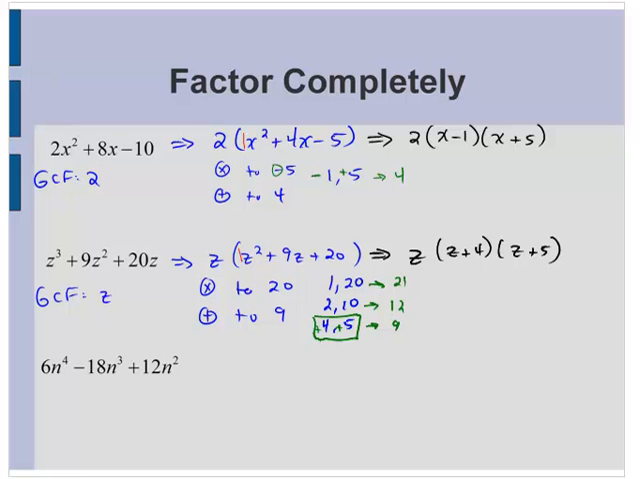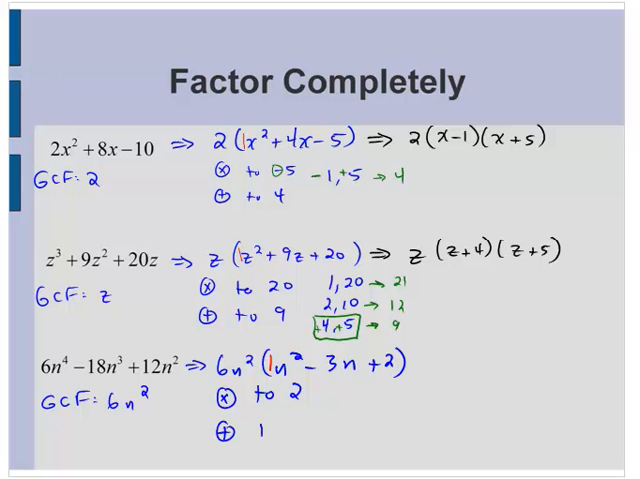And 6n to the fourth minus 18n cubed plus 12n squared. Let's see, the GCF is 6n squared. So I'll write this as 6n squared times n squared minus 3n plus 2. Now the lead coefficient is 1, so I'll find a pair of numbers that multiplies to 2 and adds to negative 3.